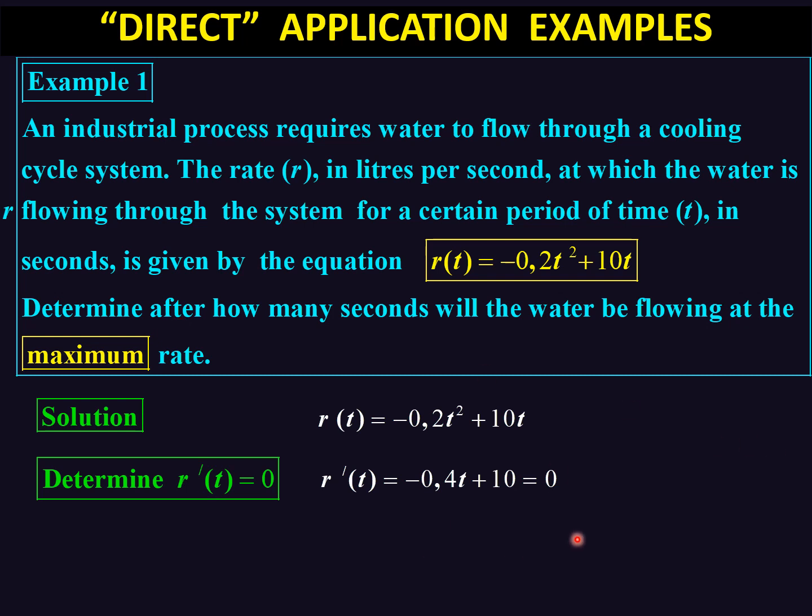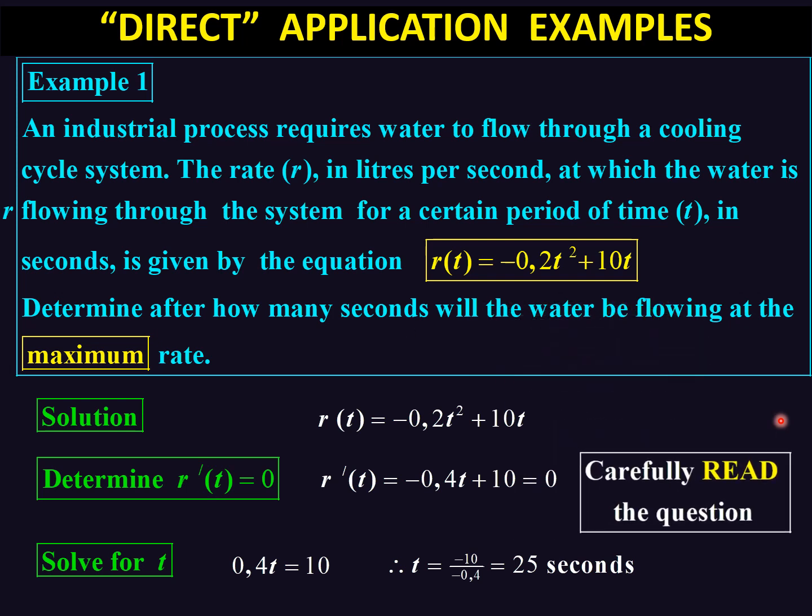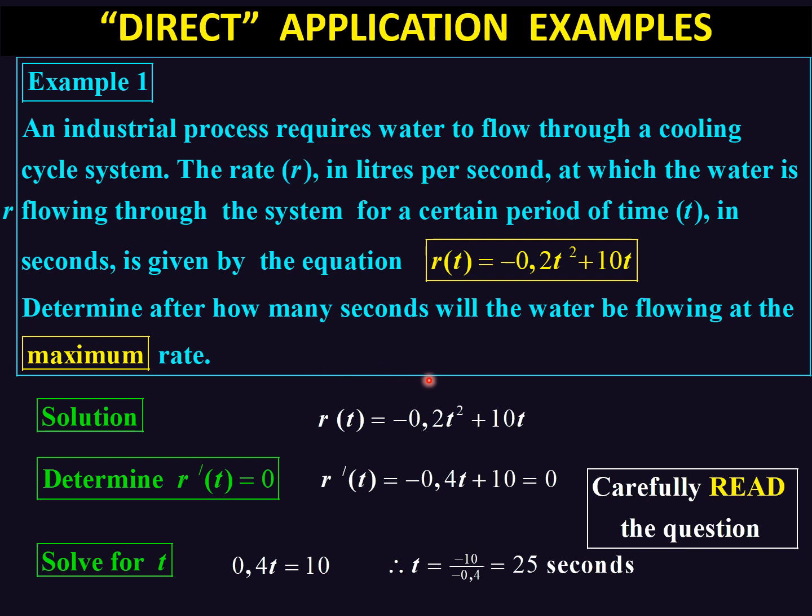This gives us a linear equation, which is very easy to simplify. It's embarrassing if you can't do that. So you transpose the 10 and divide by 0,4, and that gives us 25. Let's just see what the unit is here. Time t is in seconds, so it's 25 seconds. And what did we always say? Please read your question. After how many seconds? There we've answered the question. t is equal to 25 seconds. Great.